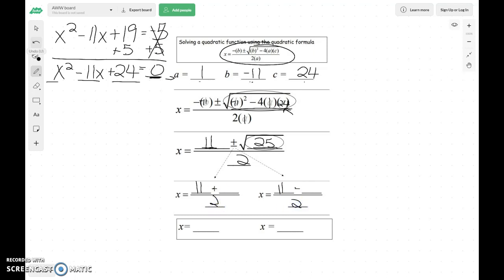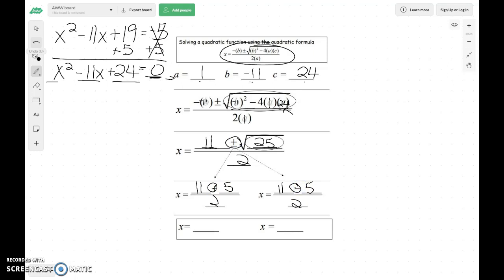But then we're going to go ahead and break down the square root of 25. Do we know what the square root of 25 is? 5. So we're going to put a 5 in instead of a 25 for these two. So now what we've done is we've taken the problem where it was this plus or minus, and we've just broken it into two problems, a plus and a minus.